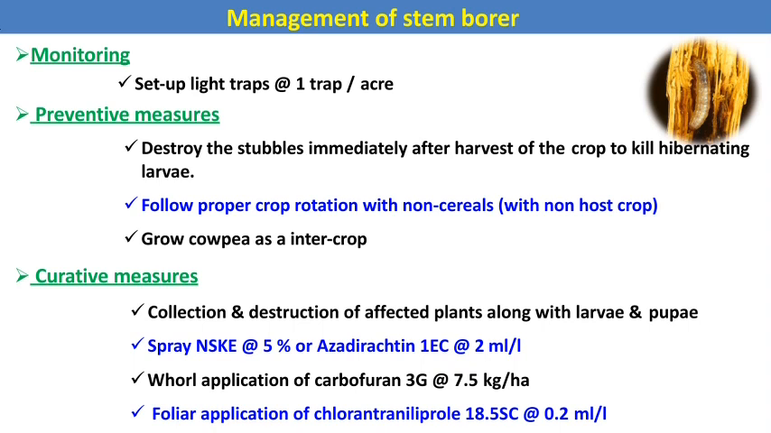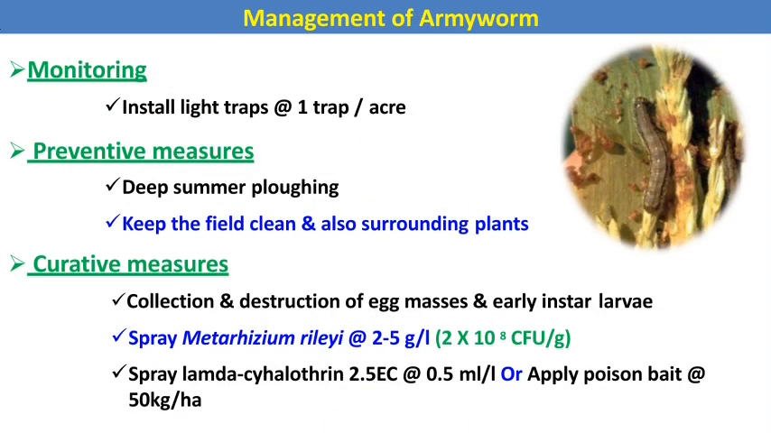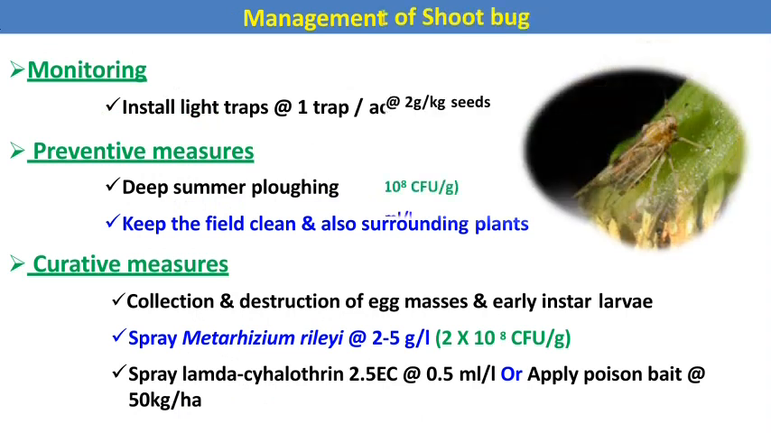Then these are some of the chemicals. The soil application of carbofuran and the foliar application of chlorantraniliprole are the recommended insecticides for the stem borer in sorghum. Then for the management of the armyworm, for monitoring purposes, we can use a light trap. As a preventive measure, do deep summer plowing and keep the field and the surrounding plants clean. Then Metarhizium rileyi or Nomuraea rileyi is an effective biopesticide against the armyworm. Lambda cyhalothrin is one of the recommended insecticides for the armyworm in sorghum crop.